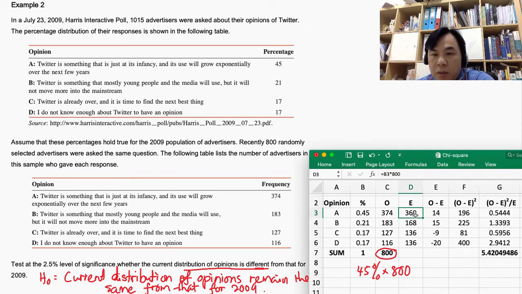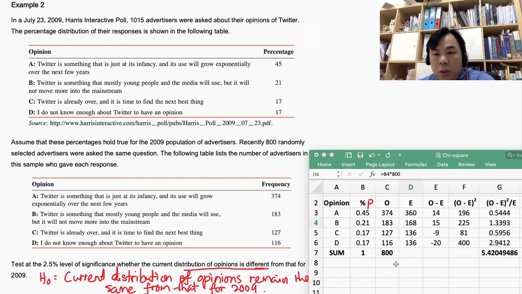You can see that the first expected value is 45% of the 800. Then the second one is 21% of 800. That's what you have. Okay. So just to recall, the formula that we are using is E equals NP. So the P is stated by this percentage here. The N is the sample size. Alright, that's how we tabulate this.